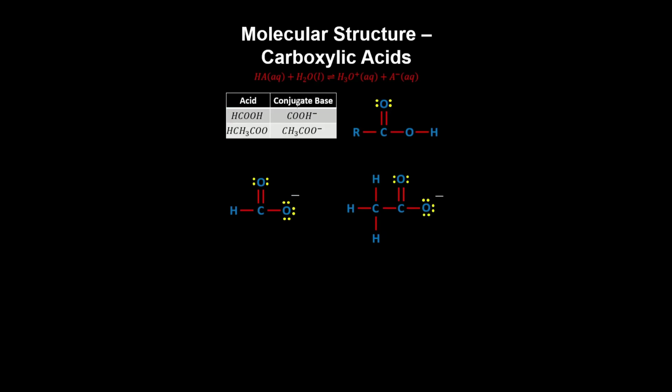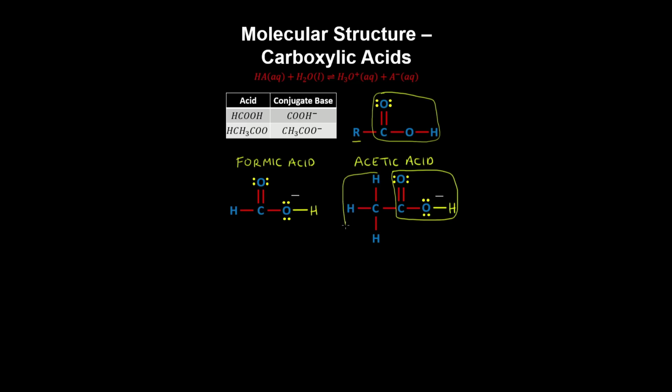Carboxylic acids are a common class of weak acid where there's a carboxyl group attached to an R group. And our typical examples are formic acid, where you have a formate ion that bonds to a proton, and acetic acid, where you have an acetate anion bonded to a proton. So here we have the carboxyl group, and that's attached to a methyl group.